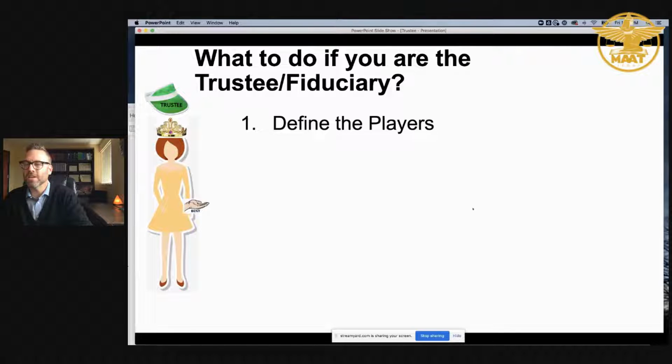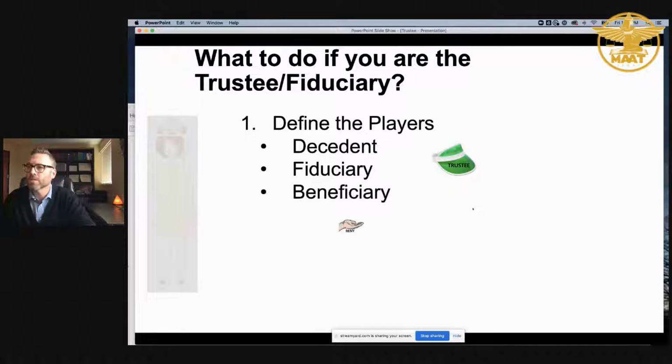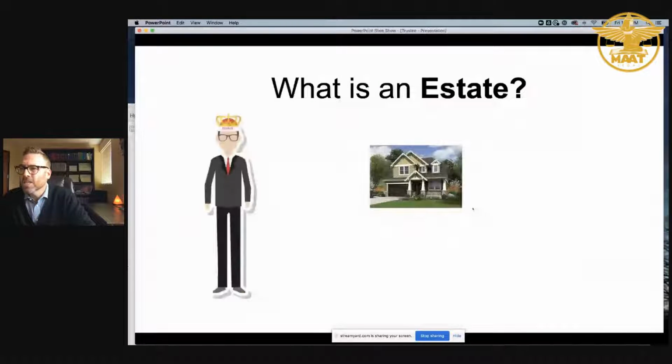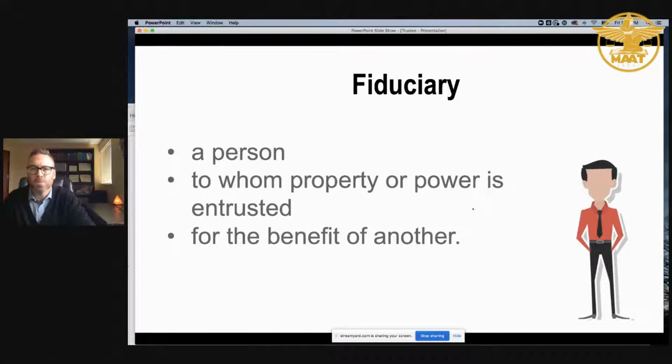So if you are in a plan or area, what you do is define the players. So you have the decedent, the fiduciary, so who's in charge, and the beneficiaries. There could be multiple beneficiaries. What is an estate? It's everything a person owns, whether alive or dead. So the fiduciary is a person to whom power or property is entrusted for the benefit of another.